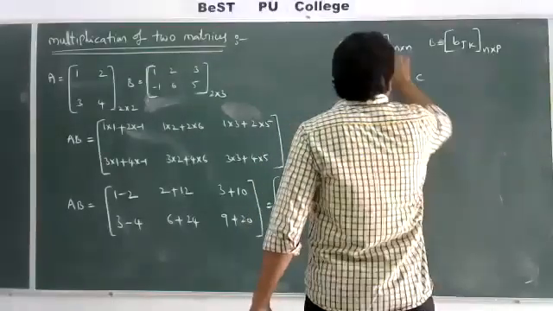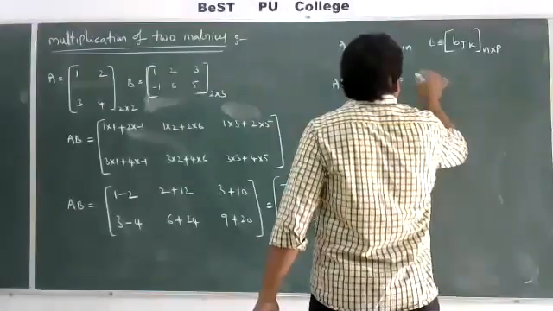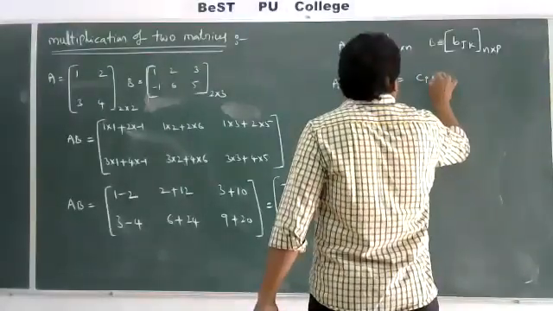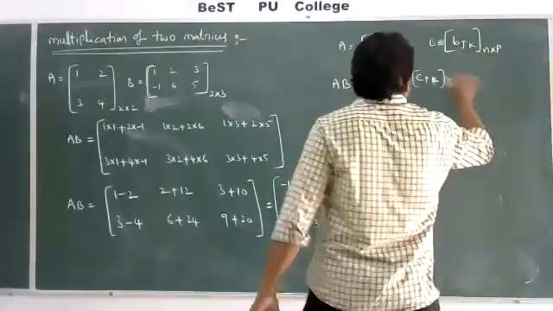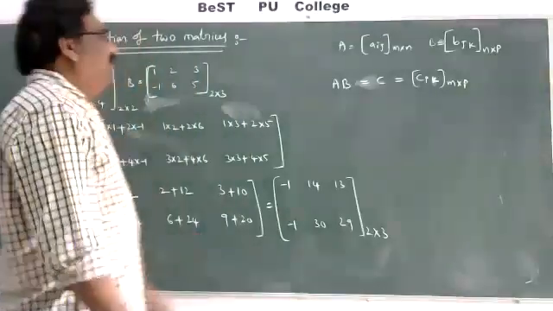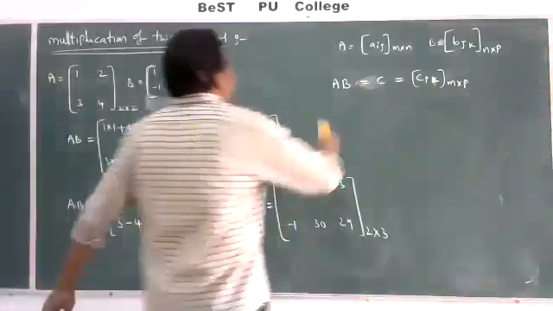Then you get C equal to Cik, of order m by p. AB is equal to C, a matrix of order m by p. Write the definition.